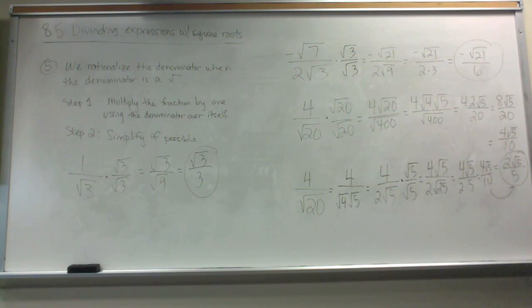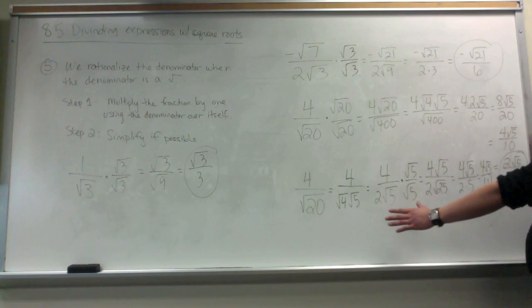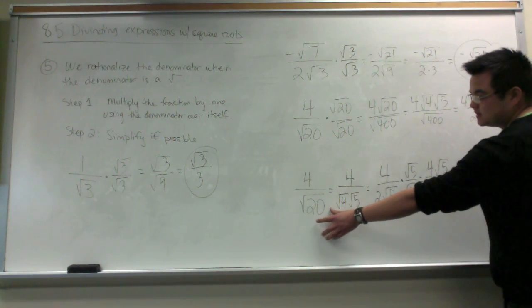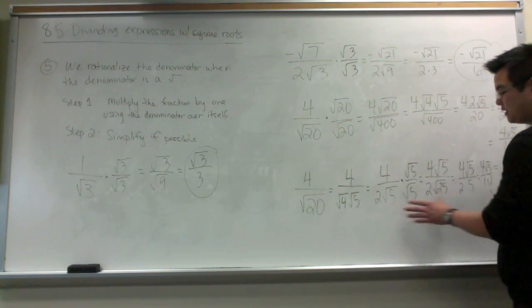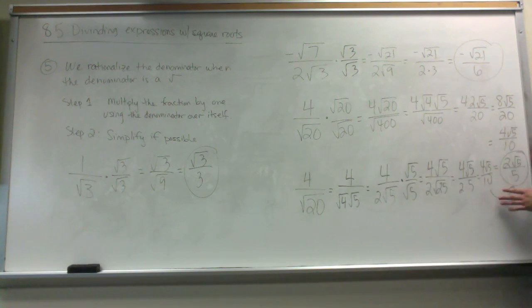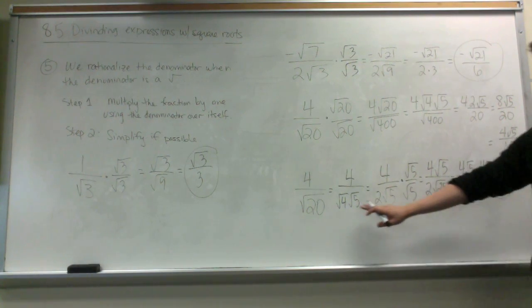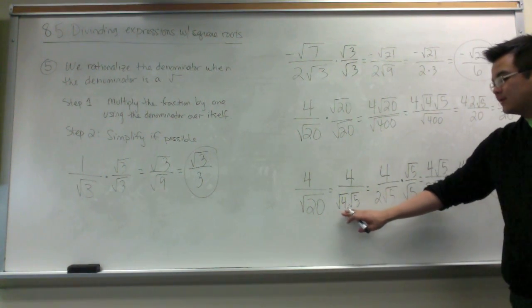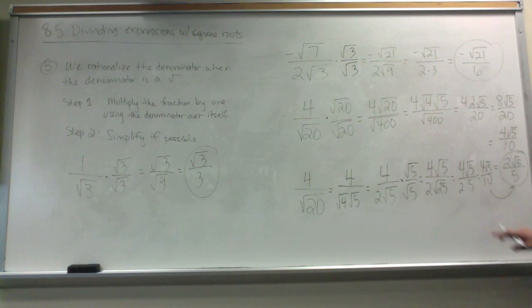The reason why I like to do it this way is because when you simplify the denominator first, you end up working with smaller numbers. Here, you end up with larger numbers. You'll still get the right answer, but it takes a little more time. So if you would like to, you can simplify the radical first and then rationalize later. But it is up to you.